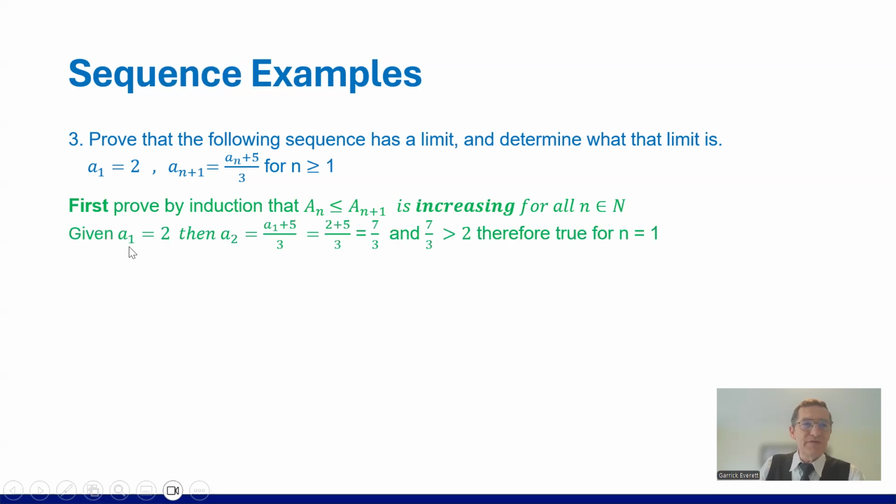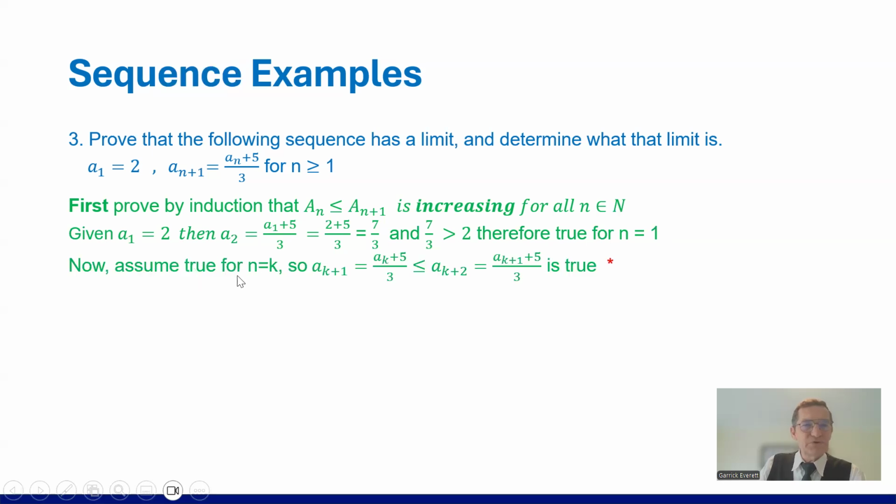So we're going to write, given A1 is 2 and A2 is (A1 + 5)/3, that equals, well, what is A1? A1 is 2, isn't it? So we're going to put 2 in there. 2 plus 5 is 7, over 3. And 7 over 3 is greater than 2. Therefore, it's true for n equals 1. So that's the first step of induction. Prove it's true for the first term, in this case, n equals 1.